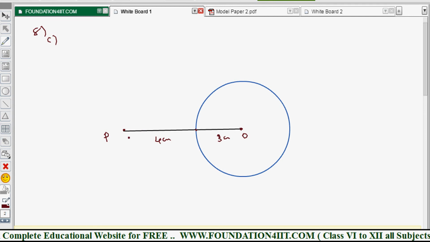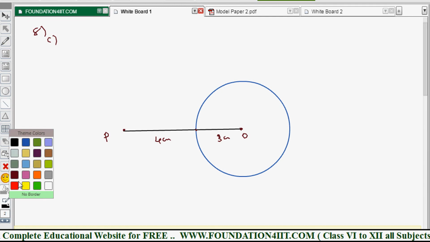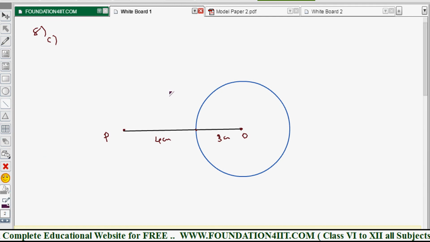So take more than half and draw the arc. We need to bisect this first. So we should bisect this line segment. That means you should take more than half and draw arcs, whatever the points. So then you should bisect. Now take this as the center and this P as radius. We need to draw the circle.